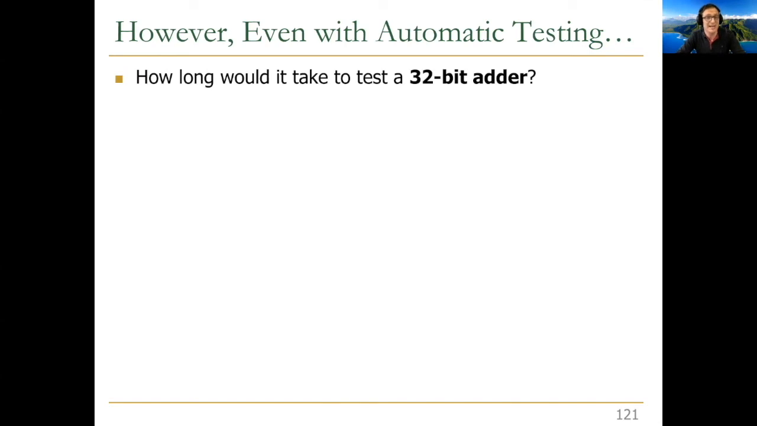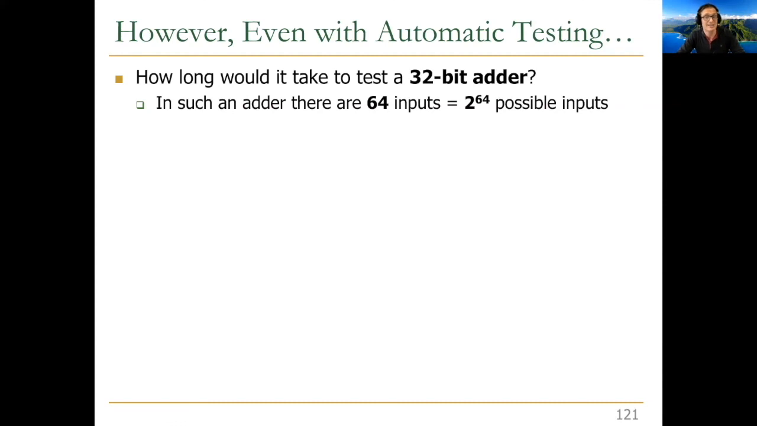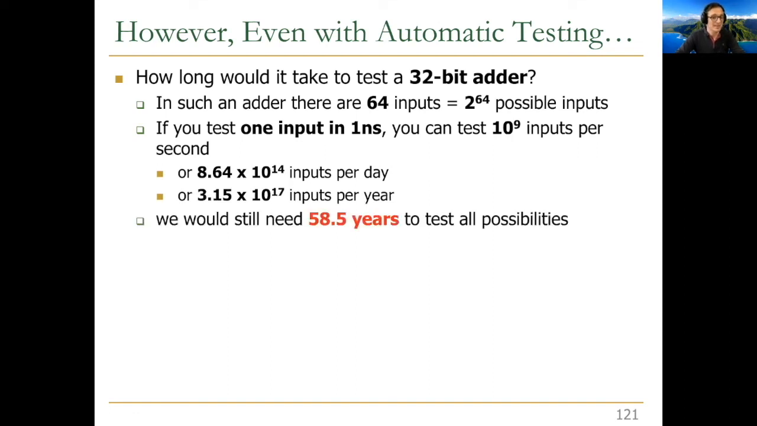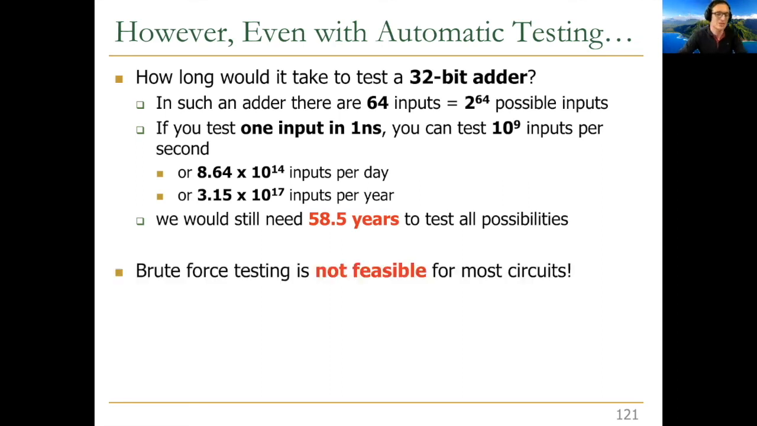Okay, now let's talk about testing inputs. Even with automatic testing, how long would it take to test a 32-bit adder? A 32-bit adder has 64 inputs because you're adding A and B. Each of A and B has 32 bits. So you have 64 bits. That's 2 to the 64 possible inputs. If you test one input in 1 nanosecond, you can test 10 to the 9 inputs per second, or this many inputs per day, or this many inputs per year. Basically, you need 58.5 years to test all possibilities, which means that exhaustive testing or brute force testing of every single possible input is not feasible.